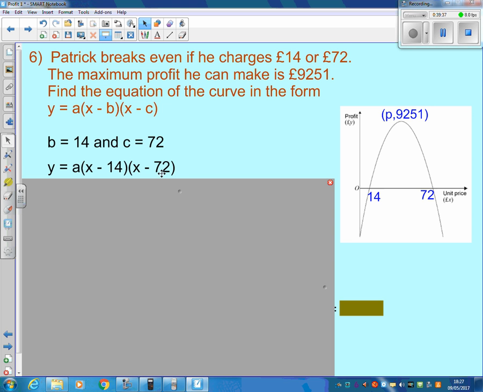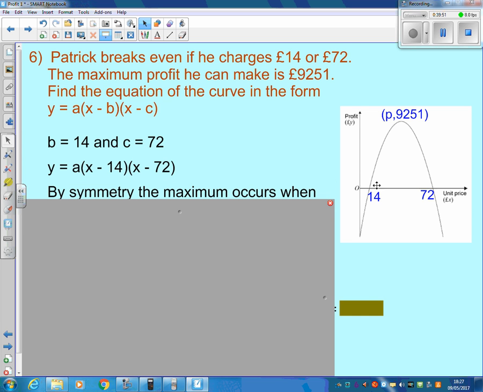If x is 72, 72 minus 72 is 0. So again, multiply them all together. Doesn't matter what a is, I will end up with 0, so no profit. So those two numbers go there. Now I need to work out the next bit. So I need to know what value of x goes with that. So I need to use symmetry. I need to find that p.